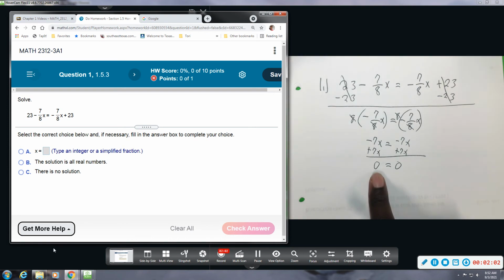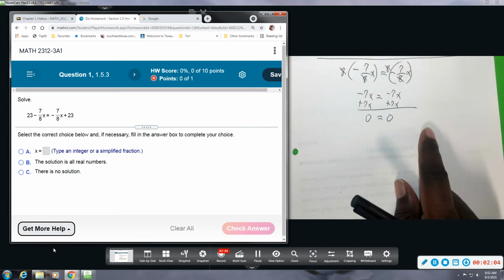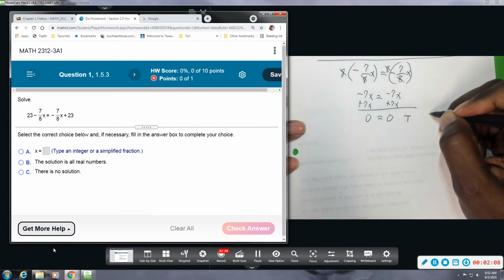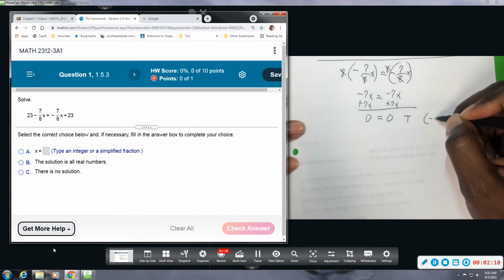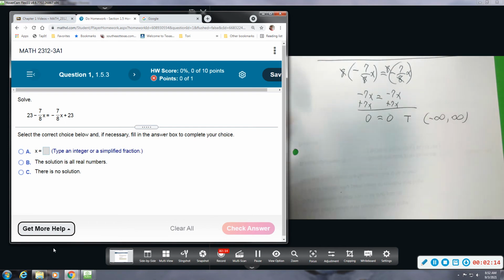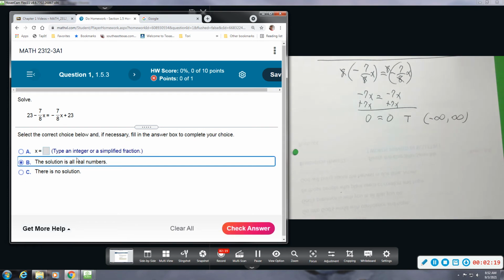So this is one of those special cases. All of my variables canceled out. I ended up with a true statement. So this means I have all real numbers as my solution. Any number that I plug in for x will make this a true statement. The solution is all real numbers.